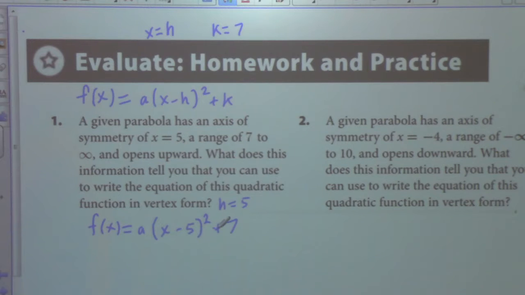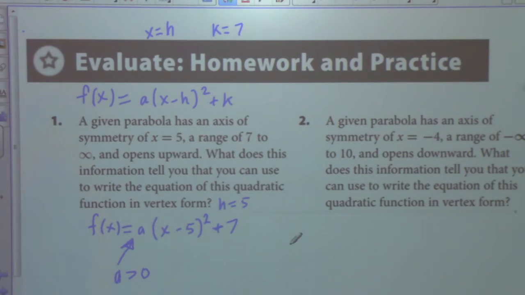And is that as much as we could put down based on the information we're given? Yes, it is. Now, what else do we know? What do we know about a? That it opens upward. So putting together what Jaden and Ben just said, we know that we open upward, and because of that, a has to be positive, or I'll say a is greater than 0. How's that?